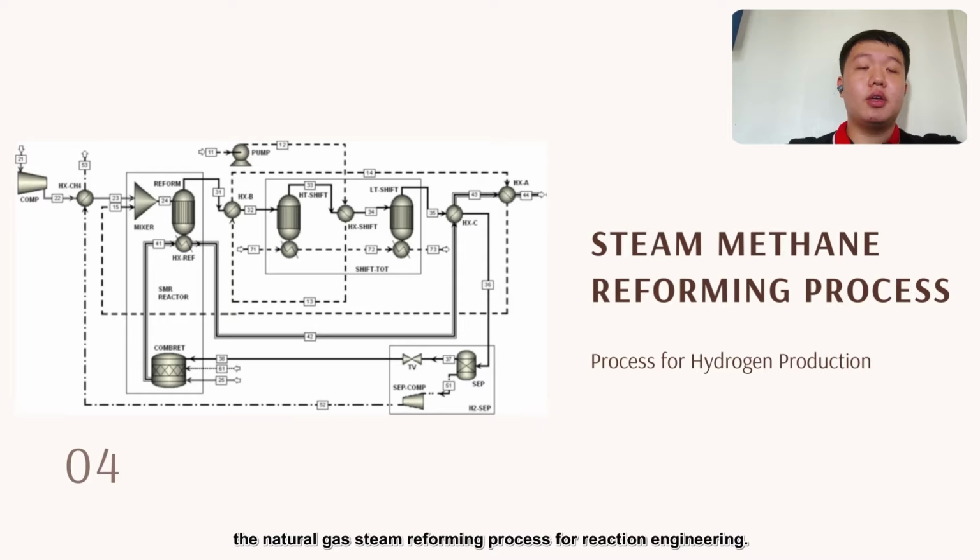for reaction engineering. Steam methane reforming is one of the most common processes for hydrogen production. The natural gas stream is first purified to remove other components besides methane, which is the hydrocarbon to be used in SMR for this case. Then it is mixed with a stream of steam in a mixer before being fed into a packed bed reactor with a catalyst to enhance the reaction rate.